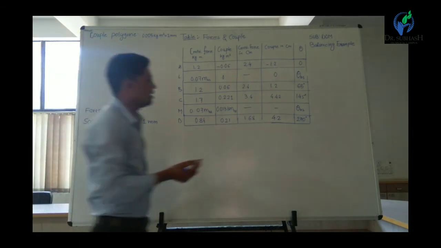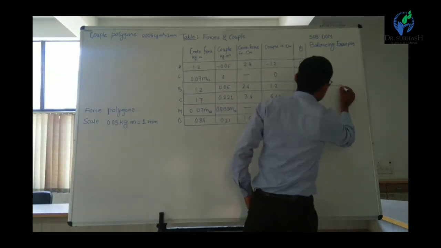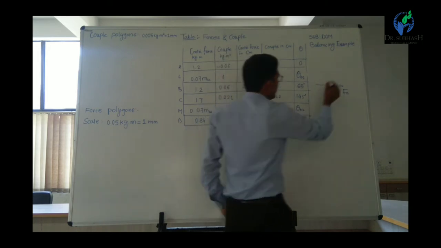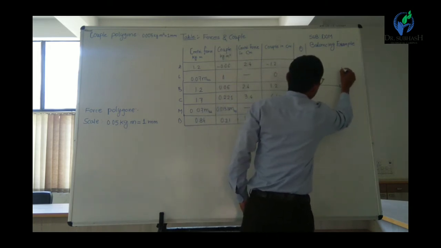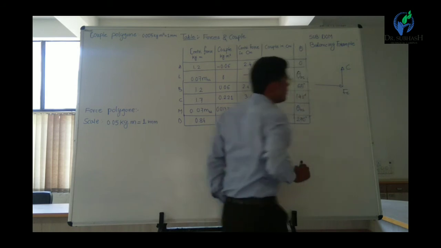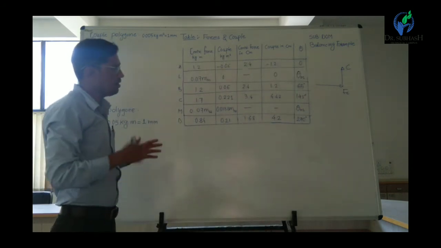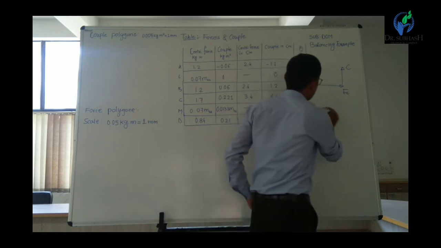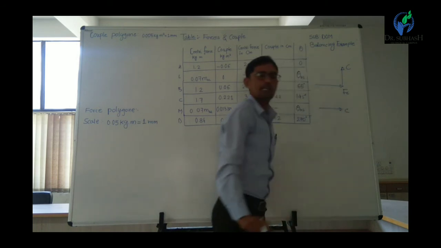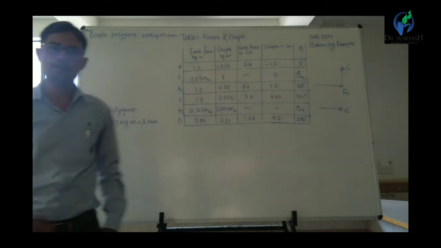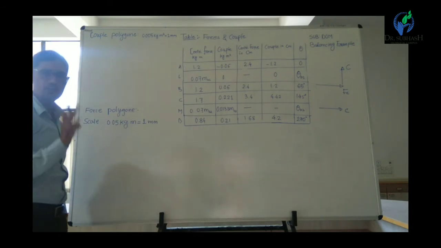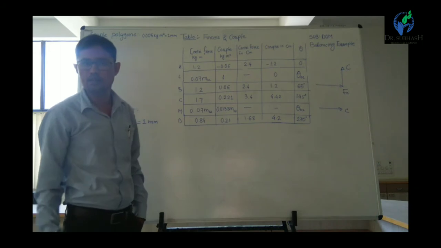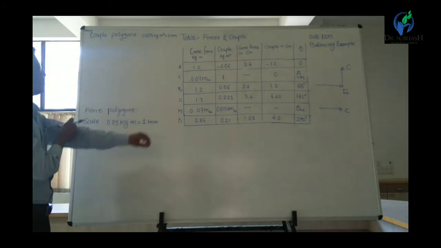Now we know that if the centrifugal force is acting in this direction, FC, then the couple always acts in a perpendicular direction to the centrifugal force. But if we rotate this couple through 90 degrees, then we can say that our couple is also acting in the same direction as the forces. So in a couple polygon, we draw the vector of couple in the direction of force. Now let us draw.